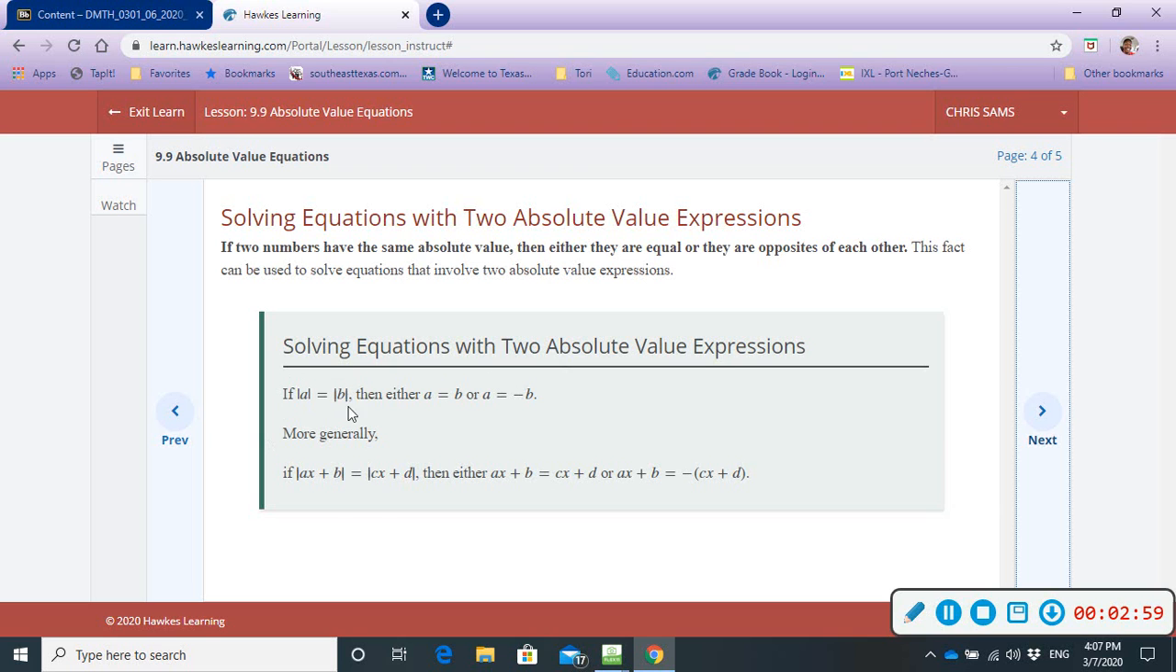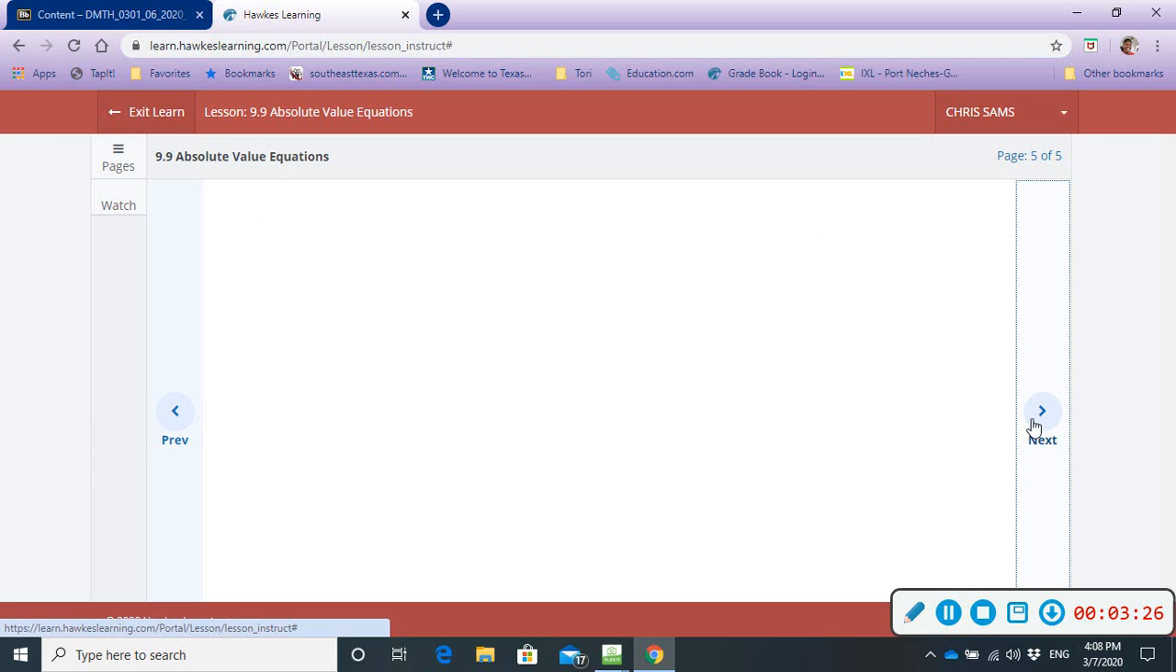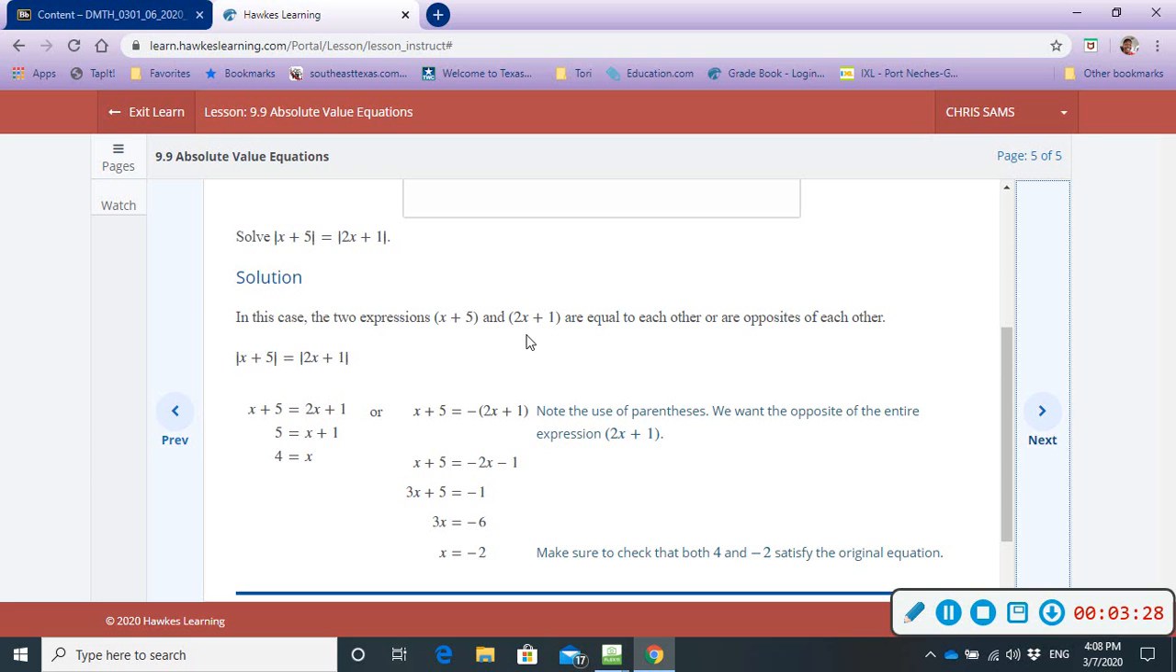So even if it's just one term, or if there's a whole expression, you do the same thing. You just set it equal to the positive or the original expression, and then you change the sign and make it negative. So when you have an expression, more than one term, you need to be careful to put it in parentheses, because that negative is going to get distributed throughout the parentheses and change the signs of all the terms. And then you have a few examples here with that. So we'll jump into Hawkes and do a few examples for you.